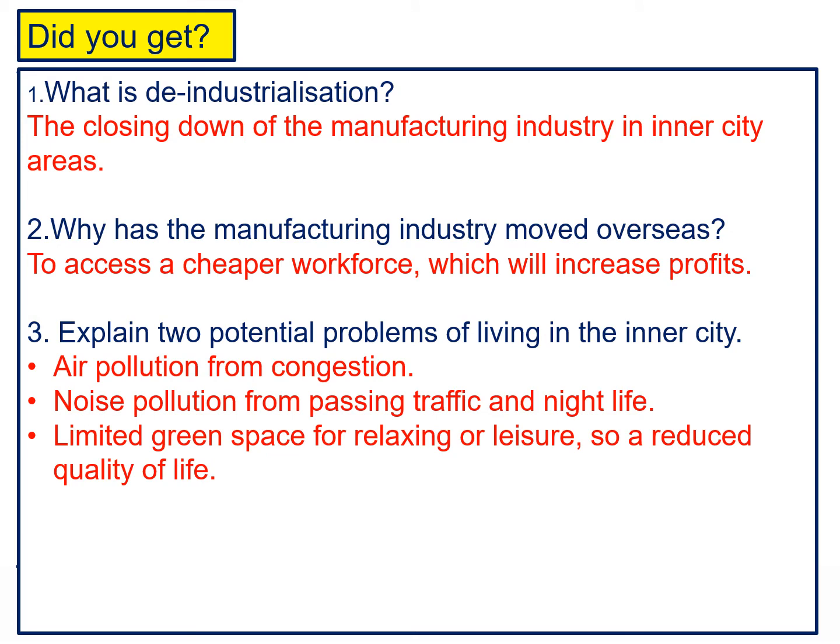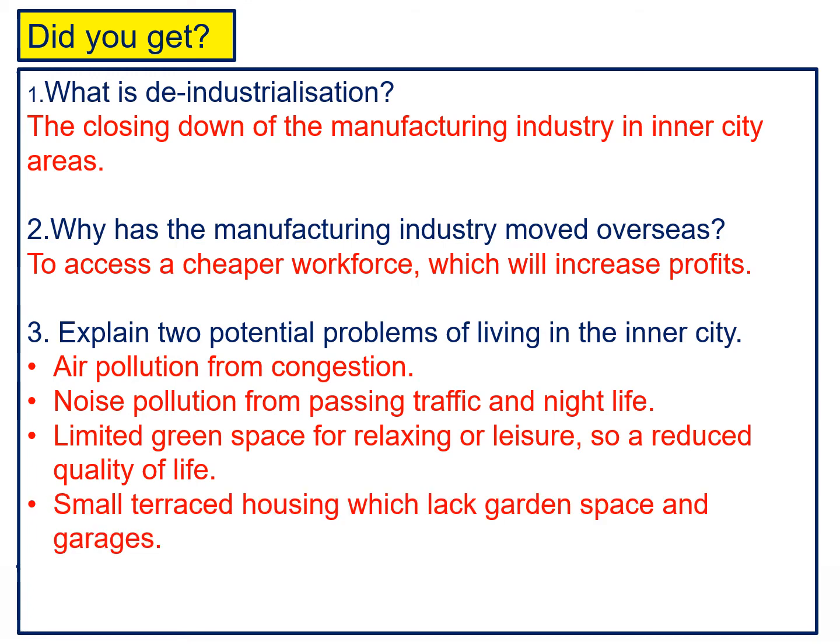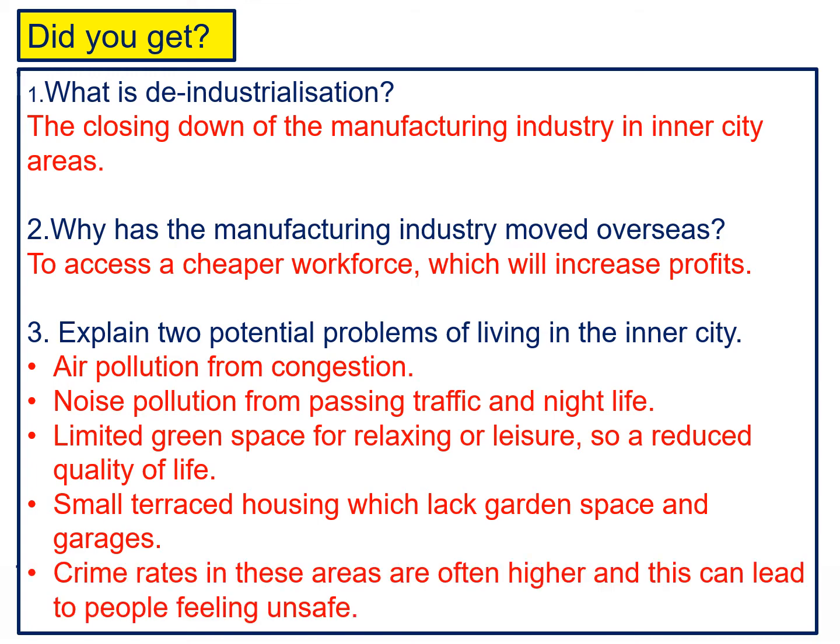There's limited green space for relaxing and leisure, so a reduced quality of life. There are parks in London. Actually, London is one of the greenest cities in the world. It has lots of parks, but compared to the countryside, there is very little. There are small terraced houses with a lack of garden space and garages. That obviously isn't as great as living out where there is lots of space you can walk around and for your family to live in. Also, crime rates in inner cities are often higher, and this can lead to people feeling unsafe.